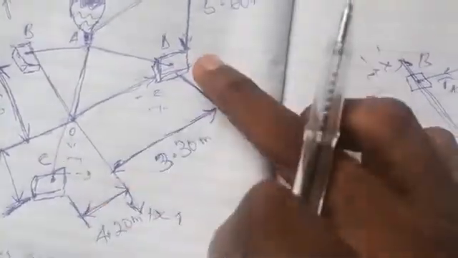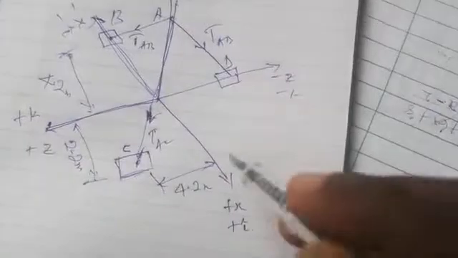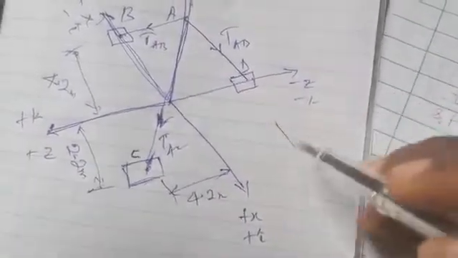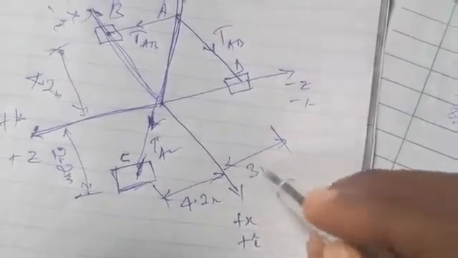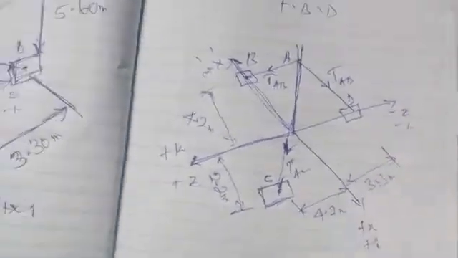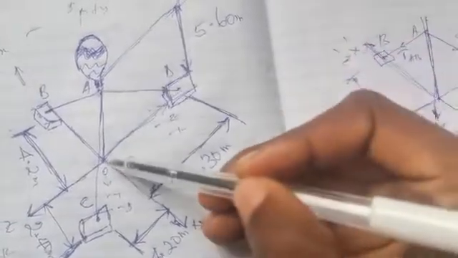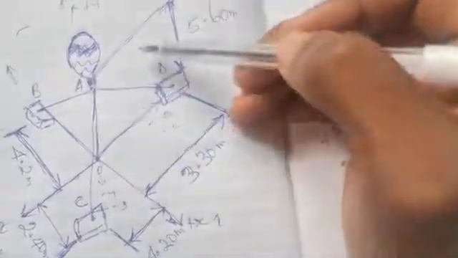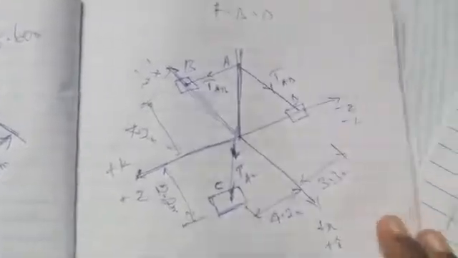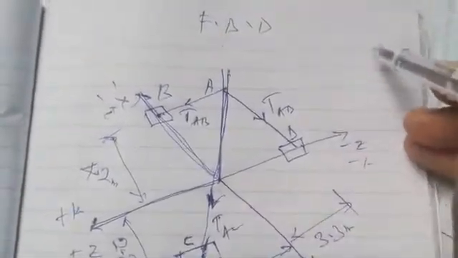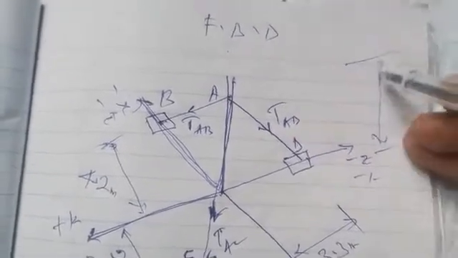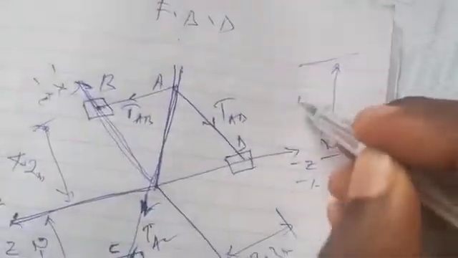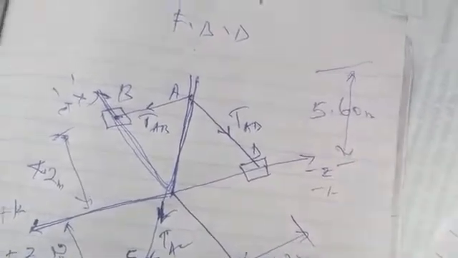From X to point D is 3.30. Let this signify point D. The distance from X to D is 3.30, or 3.3 meters. Then we have the height from the origin to point A. The height is 5.6. So this is the origin, and this is point A. From the origin to point A, we have a height of 5.60 meters.